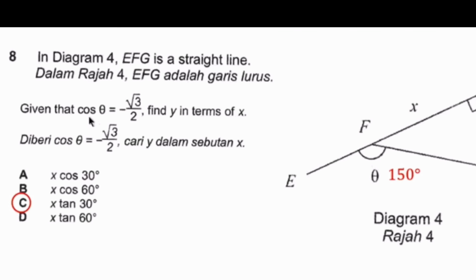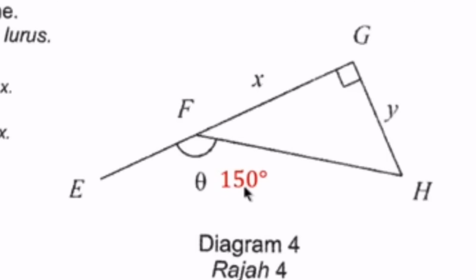You are given that cos theta equals negative square root 3 over 2, and you have to find y in terms of x. So basically when you have theta equal to 150 degrees, you can find the acute angle beside 150 degrees, which is you take 180 degrees minus 150 degrees, so the angle is 30 degrees.